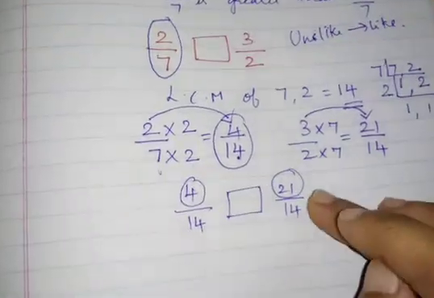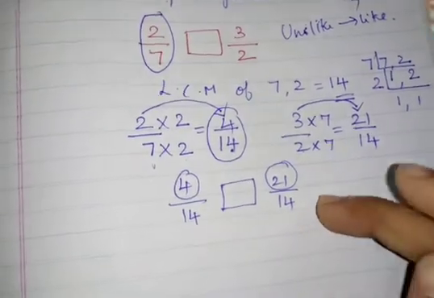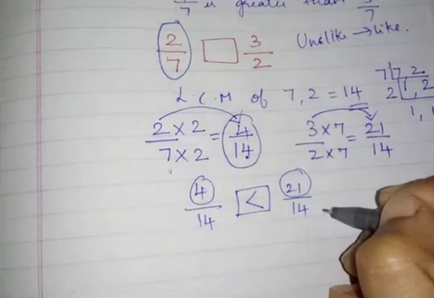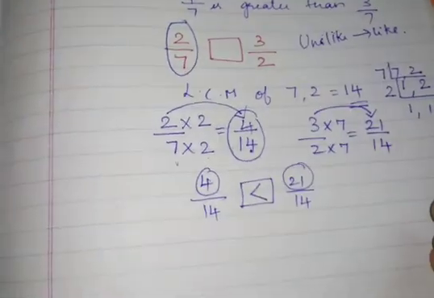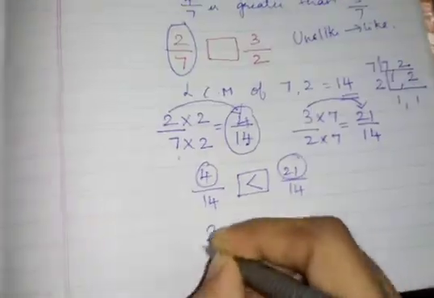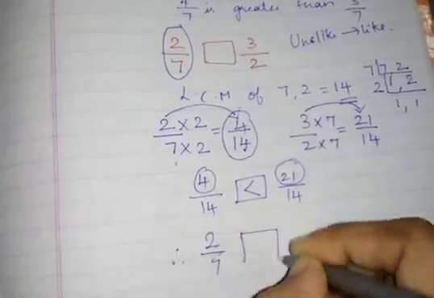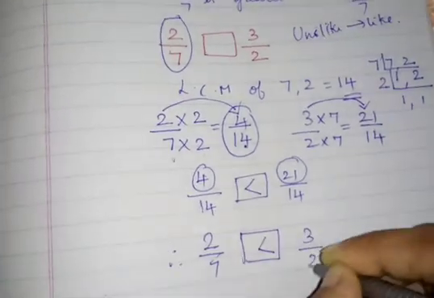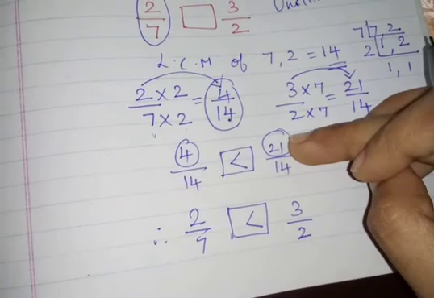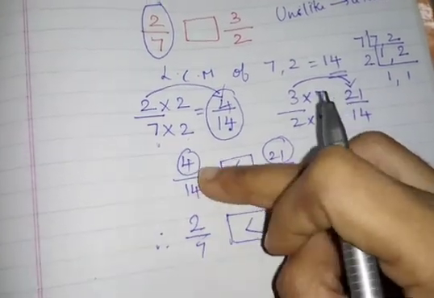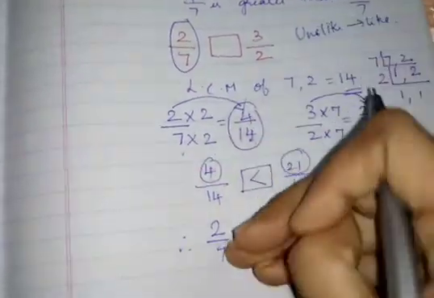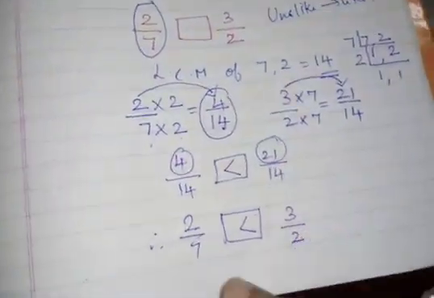So in this, which is greater? 21 by 14. 21 is greater. So the fraction 21 by 14 is greater than 4 by 14. But you should not stop here. You should write: therefore, 2 by 7 is less than 3 by 2. Instead of 3 by 2 we have written 21 by 14, and instead of 2 by 7 I wrote 4 by 14. So after converting like this, again you should convert back as in the question. Then you should write like this.